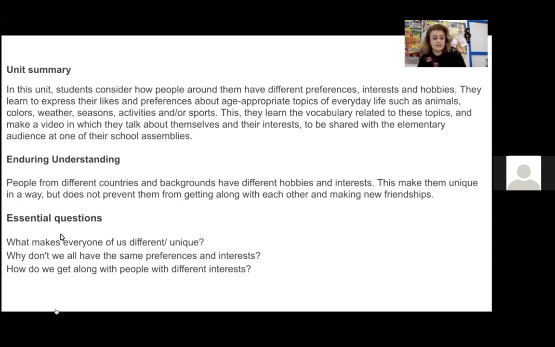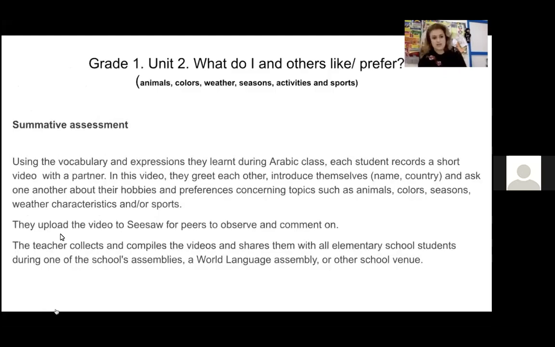The next slide shows the summative assessment for this particular unit, which is a dialogue between 2 students who will start by introducing themselves to each other, then start asking about their hobbies and their interests, using the taught vocabulary in the target language. In this case, it was Arabic. This assessment is authentic because it can happen in a real life situation, when a new student comes to school and wants to learn more about his new friends and the people around him.